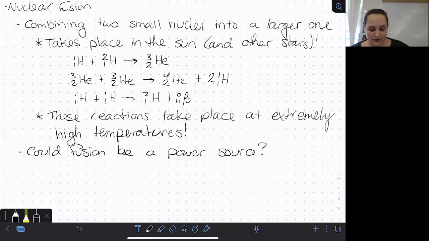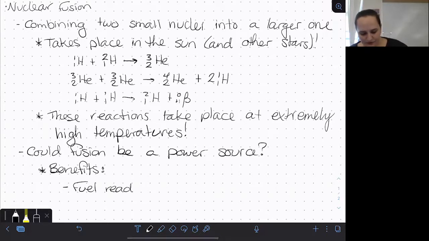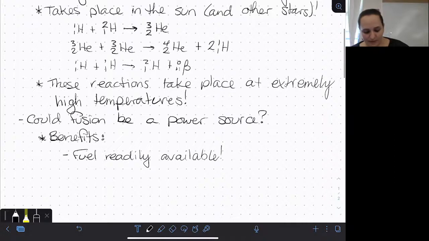So the good things about this, if we could get fusion to work, is that the fuel is readily available, essentially unlimited. Hydrogen especially is pretty abundant. So fuel is readily available. Pollution is also not a big issue with this.